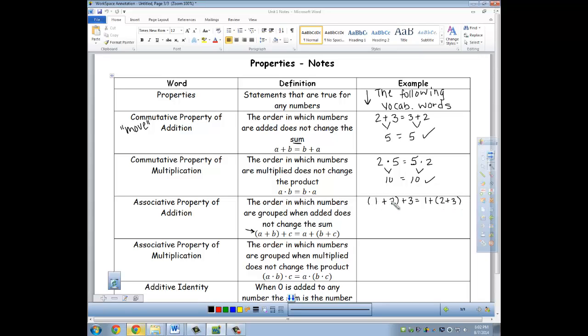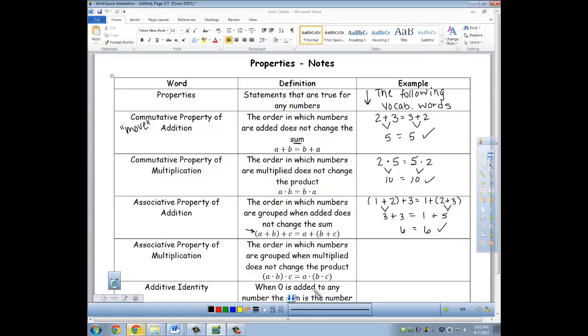So see how on the left I got 1, 2, 3. On the right I have 1, 2, 3. Just the parentheses moved. So on the left, do parentheses first. 1 plus 2 is 3. Bring down my plus 3. Bring down my equal sign. On the right, do parentheses first. 2 plus 3 is 5. And bring down my 1 and my plus sign. On the left, we got 3 plus 3, which is 6. Bring down the equal sign. 1 plus 5 is 6. So 6 equals 6. That worked out. So when we're adding, you can just move the parentheses around, group them however you want. Sometimes this is helpful when trying to do math in your head.